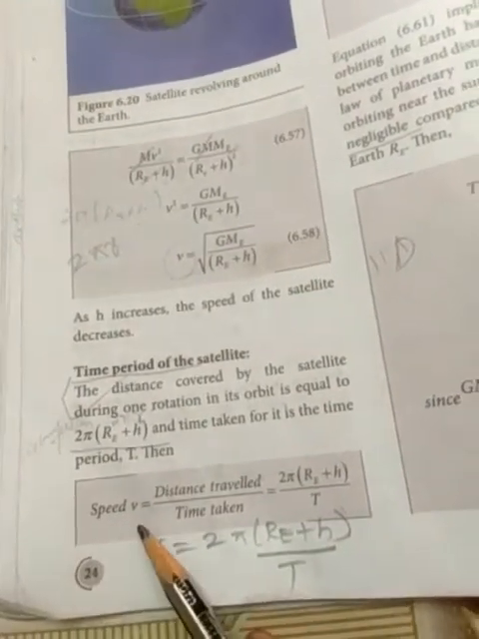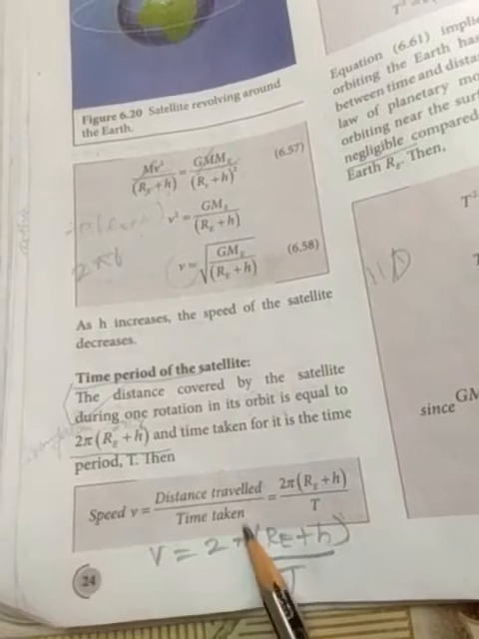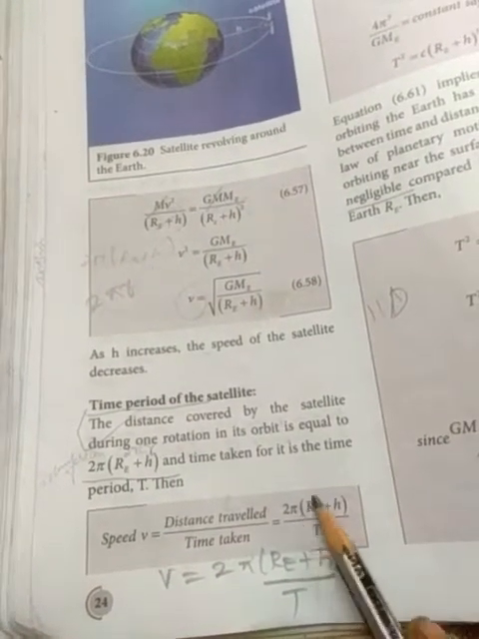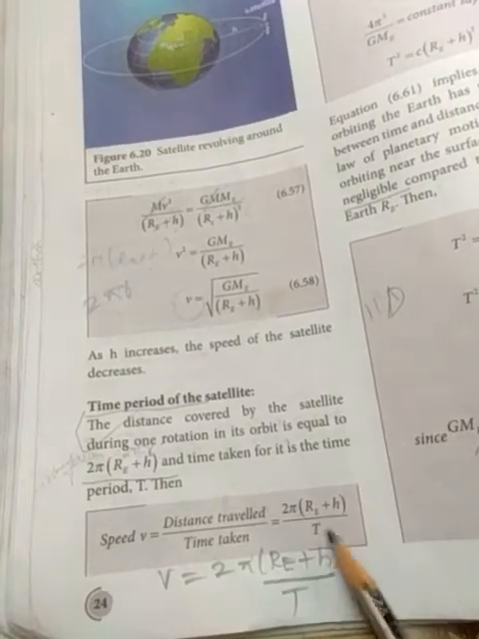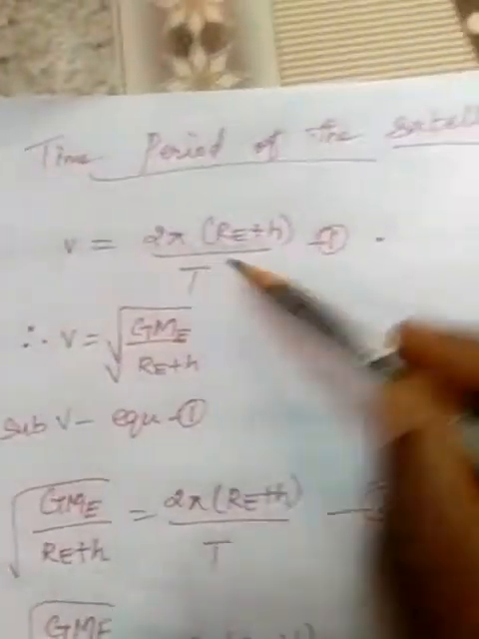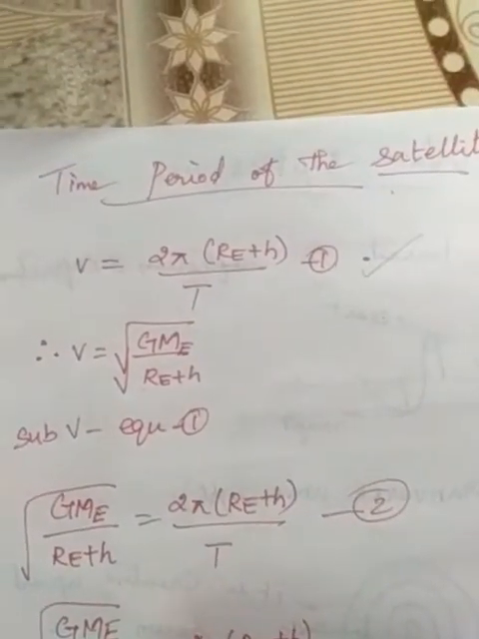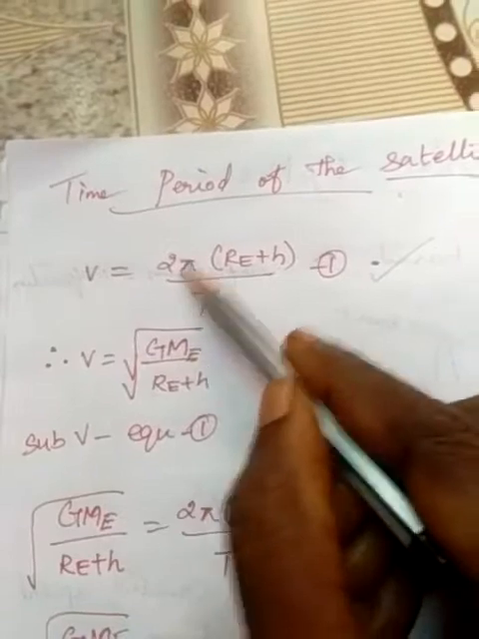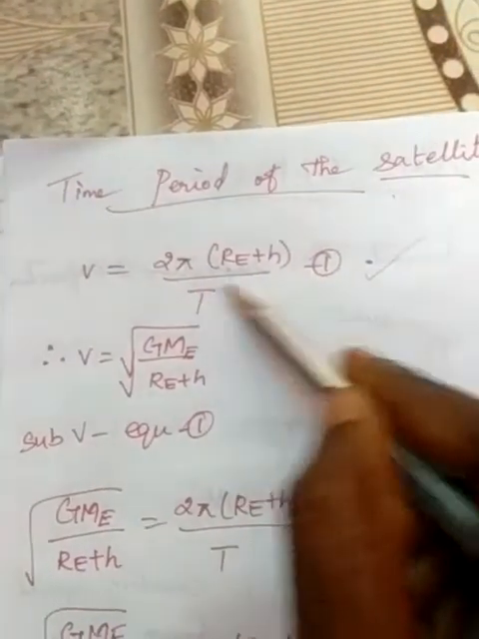So the speed v equals distance travelled divided by the time taken. The distance travelled is the circumference, so v equals 2 pi (RE plus h) divided by t. Okay, you wait, I will do the sum. I showed this in that textbook: v equals 2 pi (RE plus h) by t.